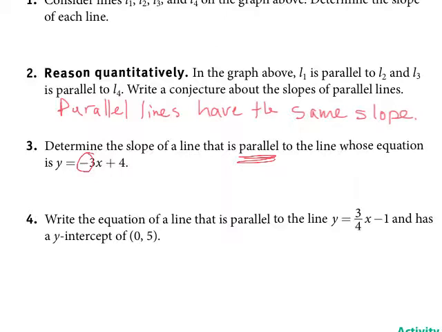What did you think of when you read parallel? Same slope. So what is the slope of a line that would be parallel to that? Negative 3. M equals negative 3. Okay, let's take it a step further.